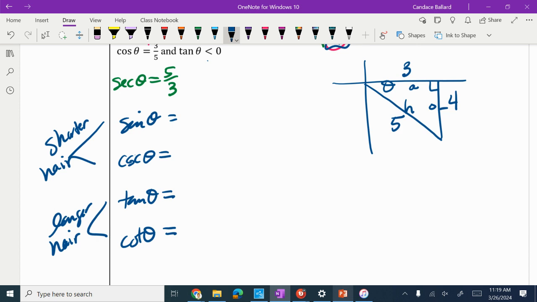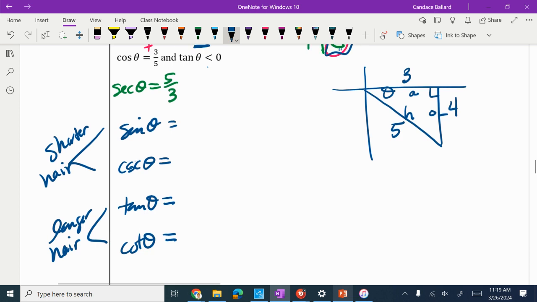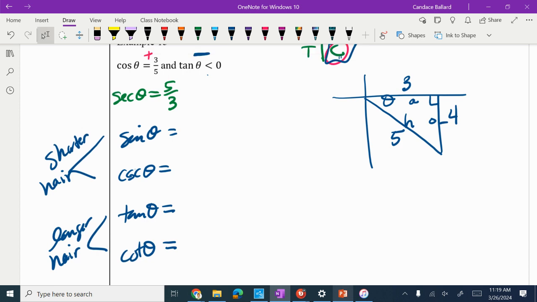Okay, let's take a look now. You're going to help me. You talk to your table partner, so you should know this answer, right? Okay, what did we get for sine?